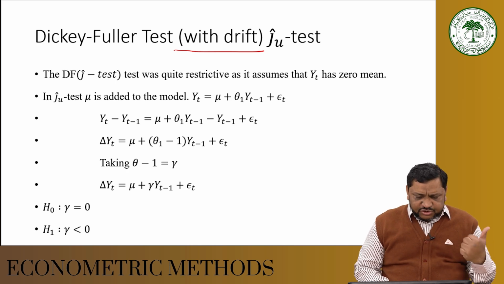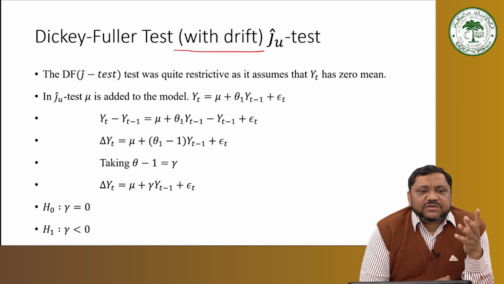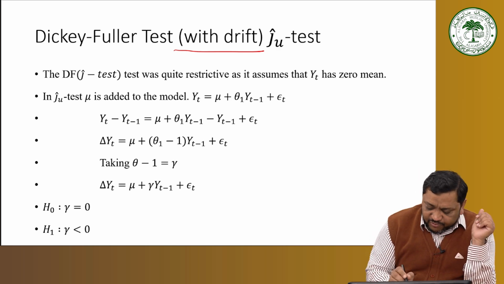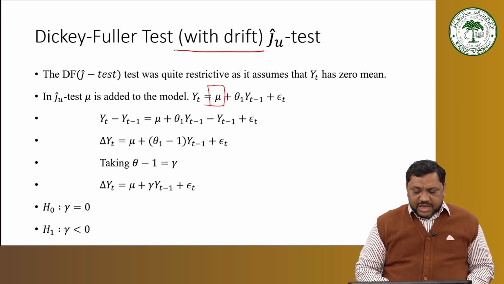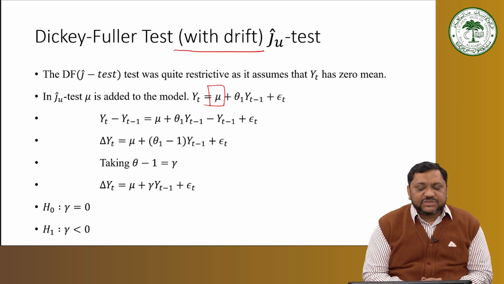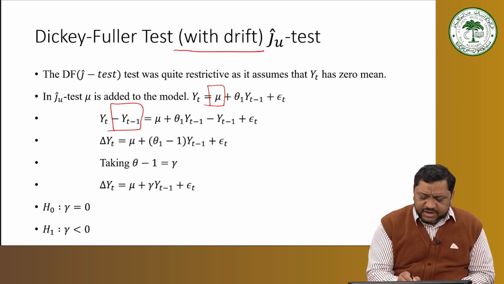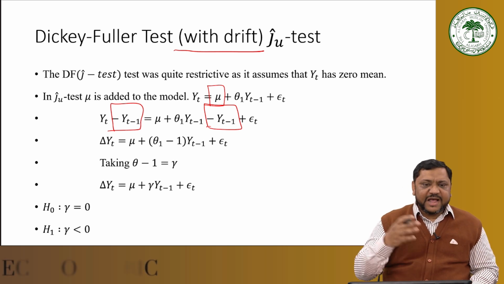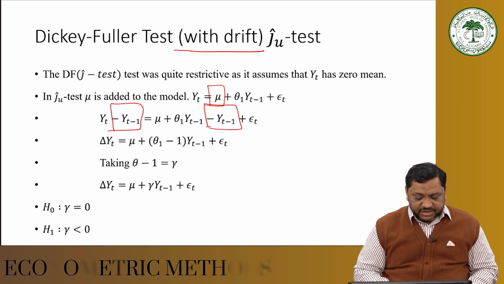The previous test which we just discussed was quite restrictive, as we assumed a zero mean there. But here we are having a drift parameter. Having a drift parameter will ensure that the mean of the series is not equal to 0. We repeat the same process, minus yt minus 1 on both sides, meaning both the left hand and the right hand side of the equation are deducted with yt minus 1.